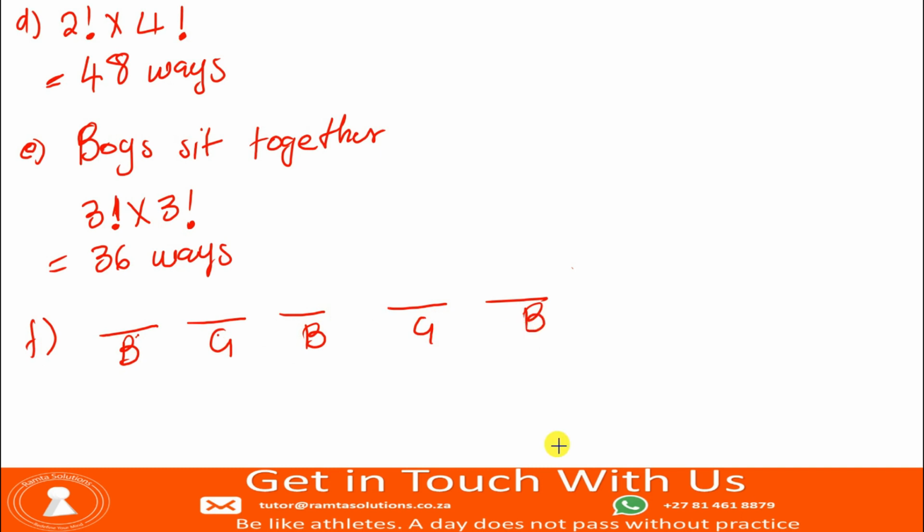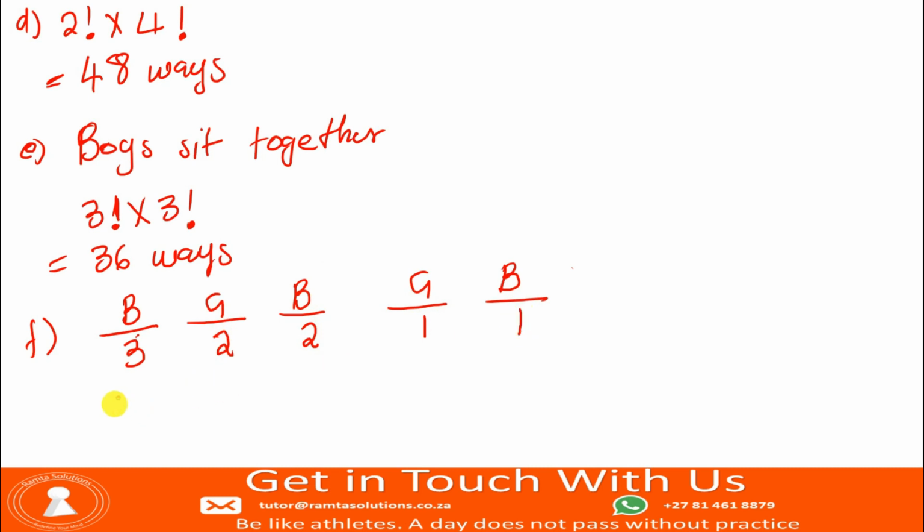When you look at this, it's very interesting. This is a boy, a girl, a boy, a girl, and a boy. But if you start with a girl, it will not work. So for the first place, you have 3 boys to choose from. For the first place of the girls, you have 2 girls to choose from. For the second place of the boys, you have 2 boys to choose from. For the second place of the girls, you have 1 girl to choose from. For the last place of the boys, you now have 1.